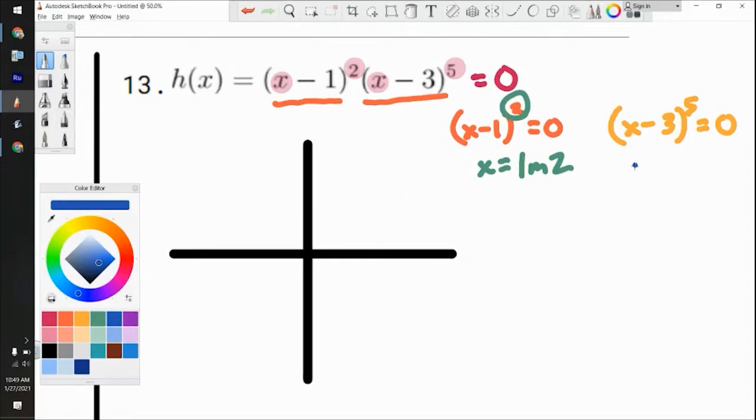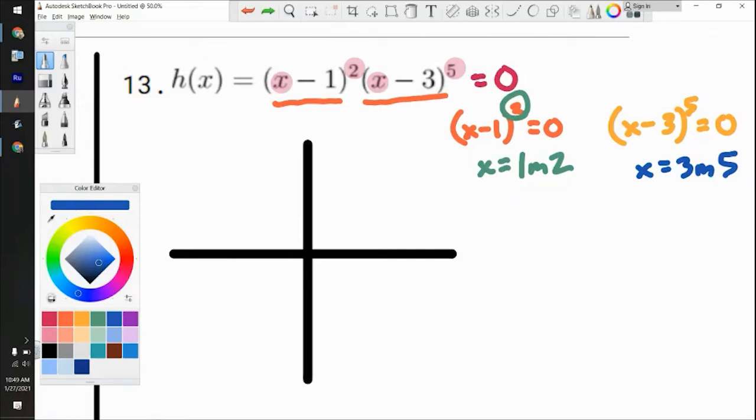The next one, it's going to be x equals 3. You can kind of just see that. 3 minus 3 is 0. But it's to the 5th power, and you only have 1 answer, so that means you have to say multiplicity 5, which is awesome because now we have 7 answers. We have 2 1s and 5 3s.